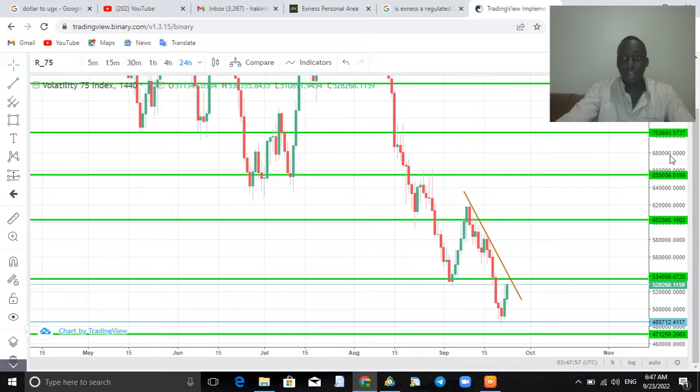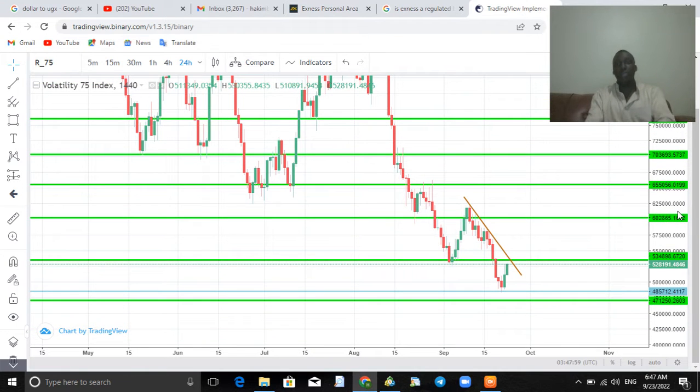Now I've already catered for my resistance level and my confirmation of a bullish engulfing candle. So for those who woke up at 3 a.m., when the daily candle closes, by now you could be in a lot of profit. Why? We had a candlestick confirmation.